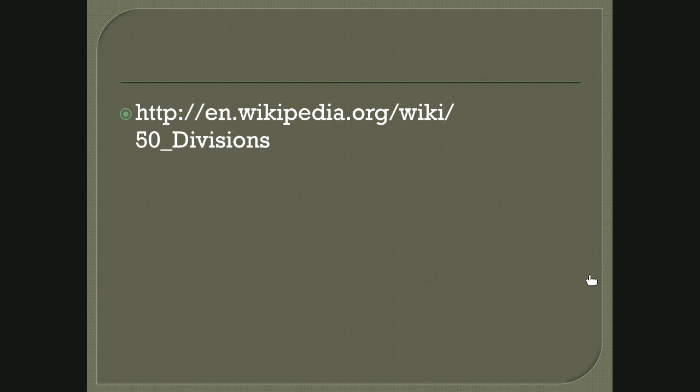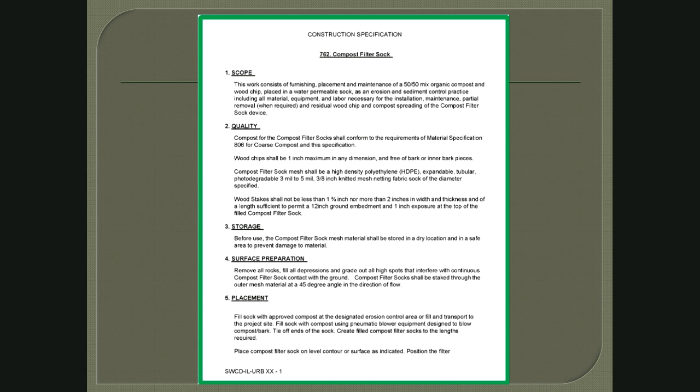So here's what a spec looks like. A spec is, as I said before, a written out set of criteria for the building. And first you do the scope. So the scope means, what am I going to do here? And you'll have a number up here, and that's the division number that you fit under. So in the scope, you'll say this work consists of such and such, and this one is a compost filler sock. And then you list the quality. So this is where you list what you want in it.